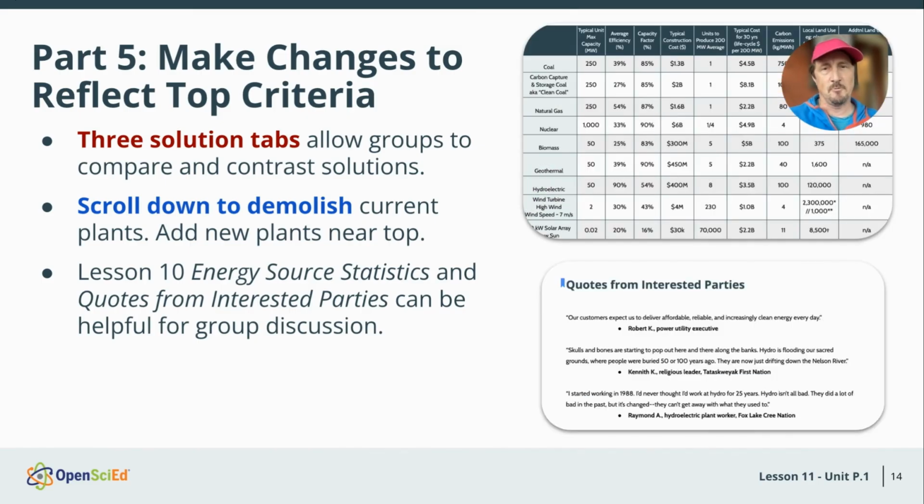These two documents from Lesson 10, Energy Source Statistics, and quotes from interested parties, can be helpful for group discussions. The statistics that you see in this table are what the energy grid calculator is using for its calculations, and the quotes will give you a more human perspective on the decisions that we're making here.